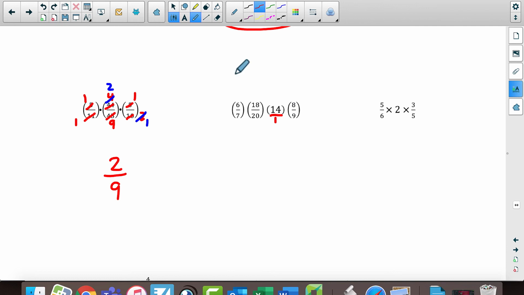Let's look for some canceling here. 7 and 14 is good. Divide them both by 7, you get 1, and 14 by 7 is 2. The 9 and the 18, divide it by 9, you get 1, and 18 by 9 is 2. What else? How about the 6 and the 20? Divide them both by 2, you get 3, and you get 10. You can go more. How about the 10 and the 8? Divide them both by 2, you get 5, and you get 4.